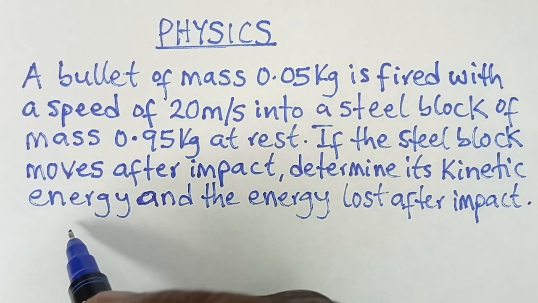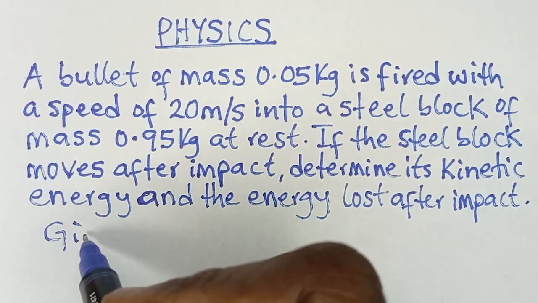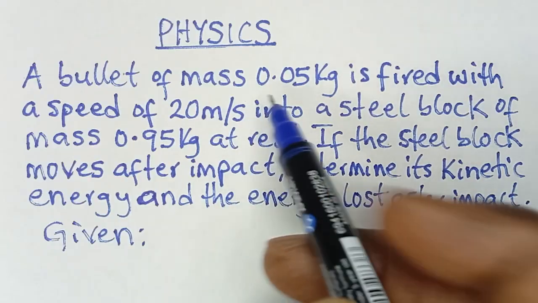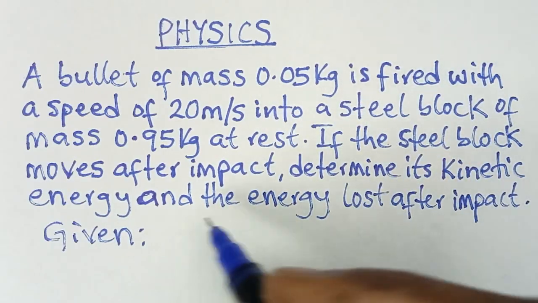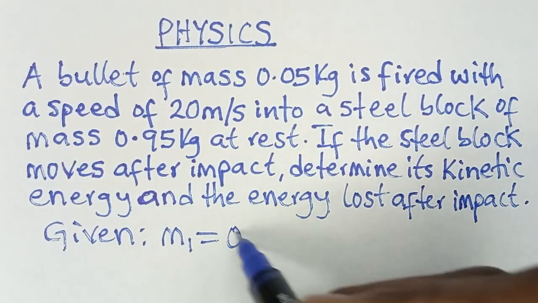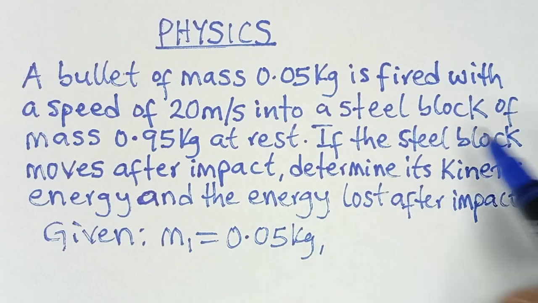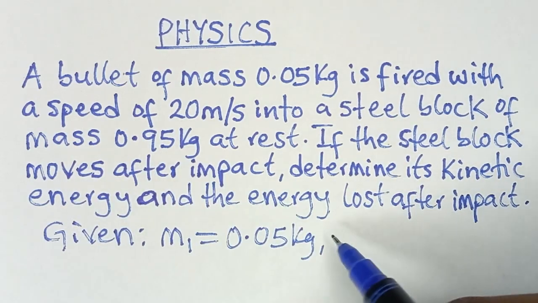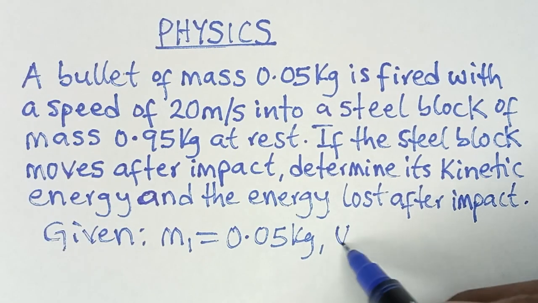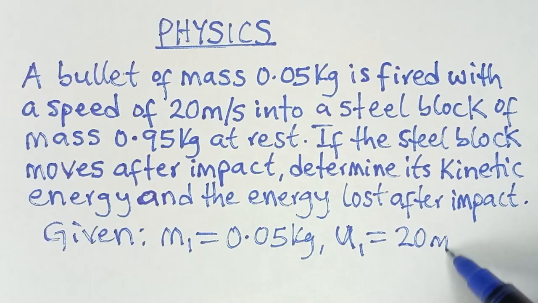So I'd like us to write out the given parameters first. Now, what are we given in the question? We are given the mass of the bullet. I'll take that as the first mass, M1, and that is equal to 0.05 kilogram. And then we are given its speed. So that is its initial speed before the impact, and that will be U1. Initial speed U1 is equal to 20 meters per second.